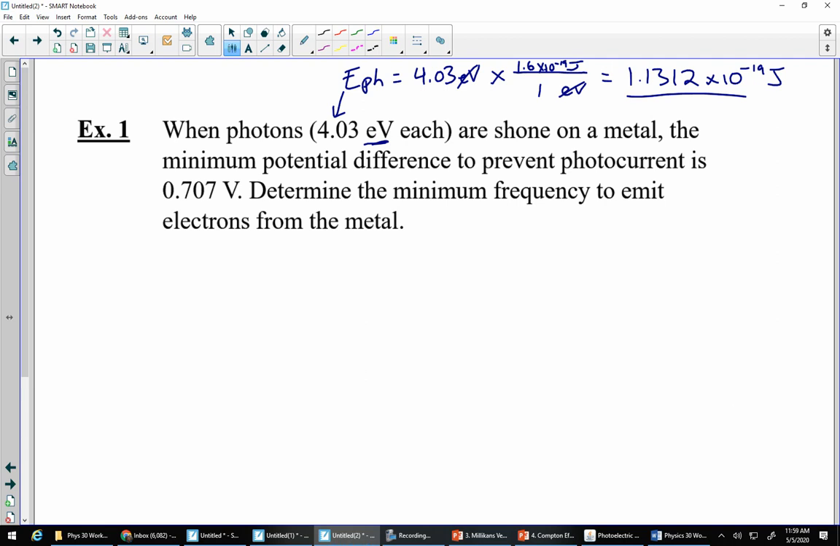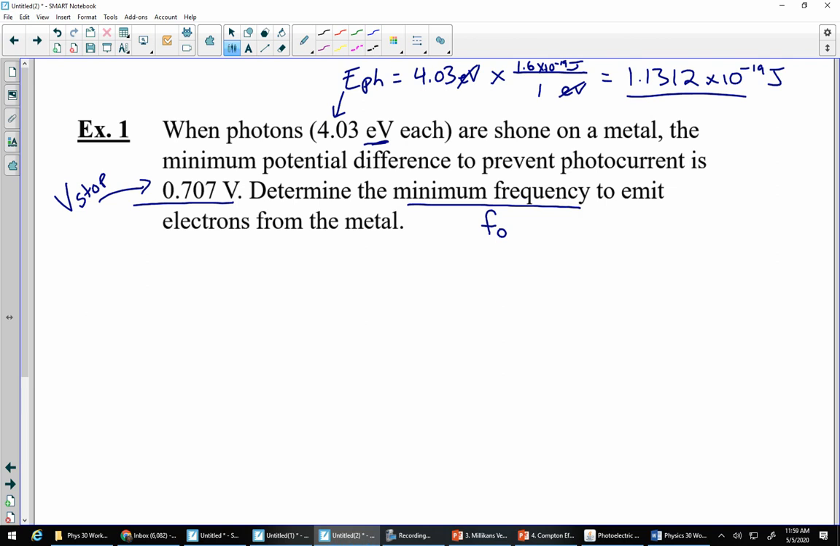It says the minimum potential difference is 0.707. So that is our minimum potential difference, which by definition is our stopping voltage. Cool. And then it says determine the minimum frequency to emit electrons from the metal. So what we're actually looking for there is f naught. So the minimum frequency required is f naught. Cool. Okay, so let's go through and let's start to organize this.